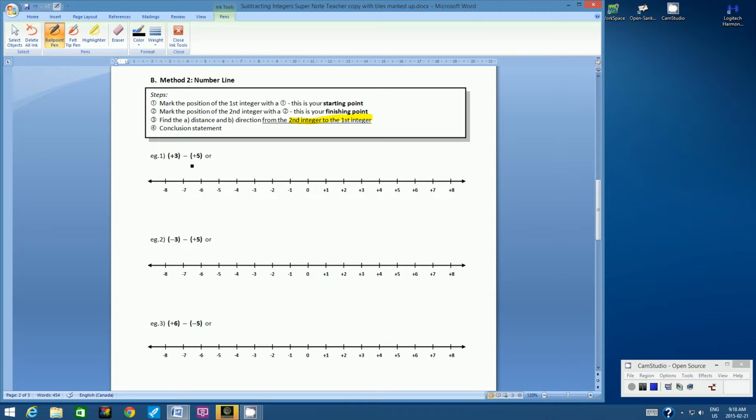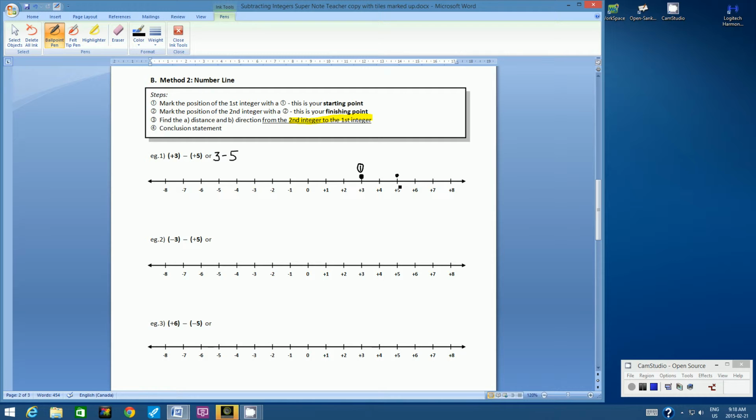Let's rewrite it in standard form. Positive 3, it can be written simply as 3. Subtract positive 5 can simply be written as 5. Okay, step number 1, mark the position of the first integer. The first integer is positive 3. So let's mark the position right here with a 1. Step 2, mark the position of the second integer with a 2. The second integer is positive 5.